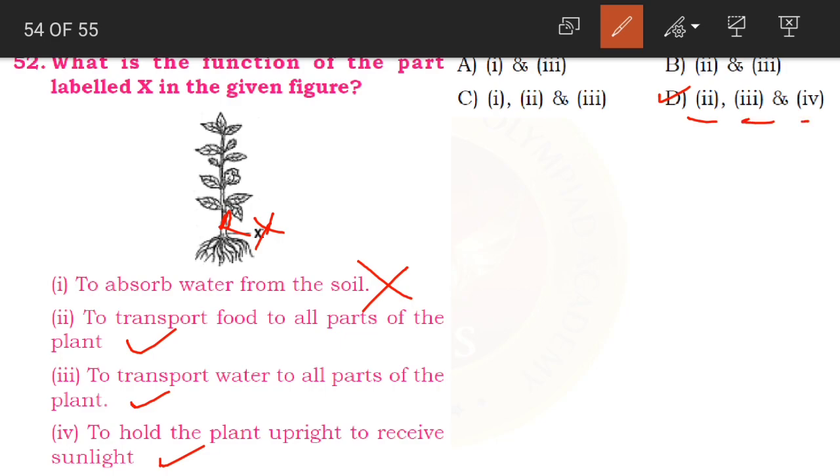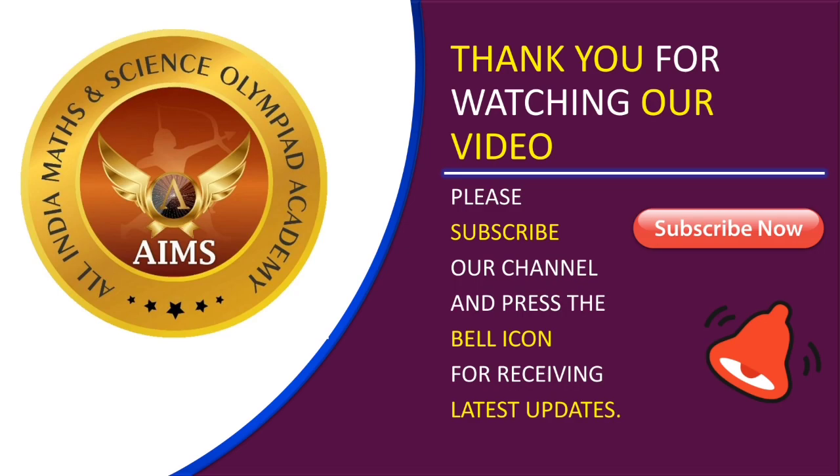Clear children? So this is what we have learnt, and we have discussed some questions and answers which have come from previous state and national level examinations.